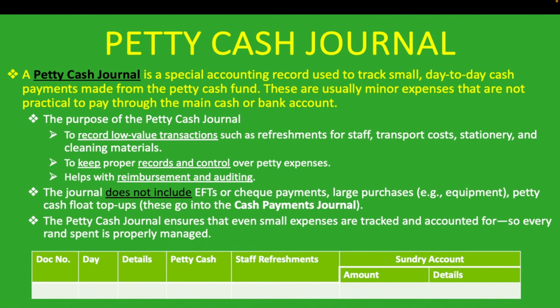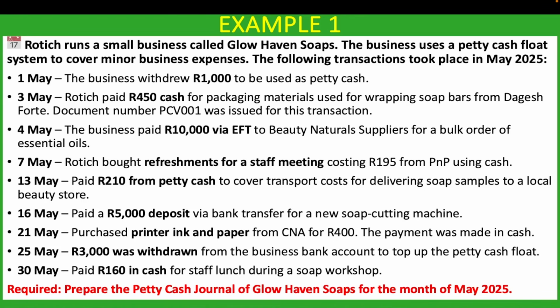So let's have a look at an example in how to complete the petty cash journal and look at some transactions in doing just that. Here is an example. We have a few transactions here for the month of May, and you can see at the bottom here we have the required: prepare the petty cash journal of Glow Haven Soaps for the month of May 2025. And so we're going to do just that. We have transactions from the 1st of May to the 30th of May. So we're going to go through each one.